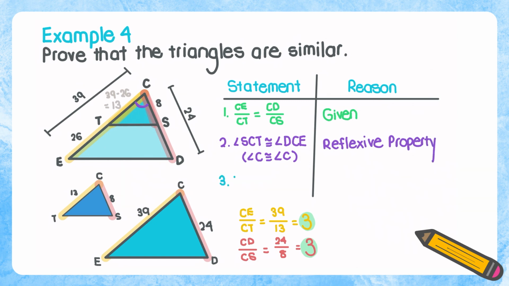So now we have enough information to show that triangle CST is similar to triangle CDE using the side-angle-side similarity theorem, so SAS similarity. So whenever you see overlapped triangles, you can always break the triangles apart if it makes it easier for you to see.